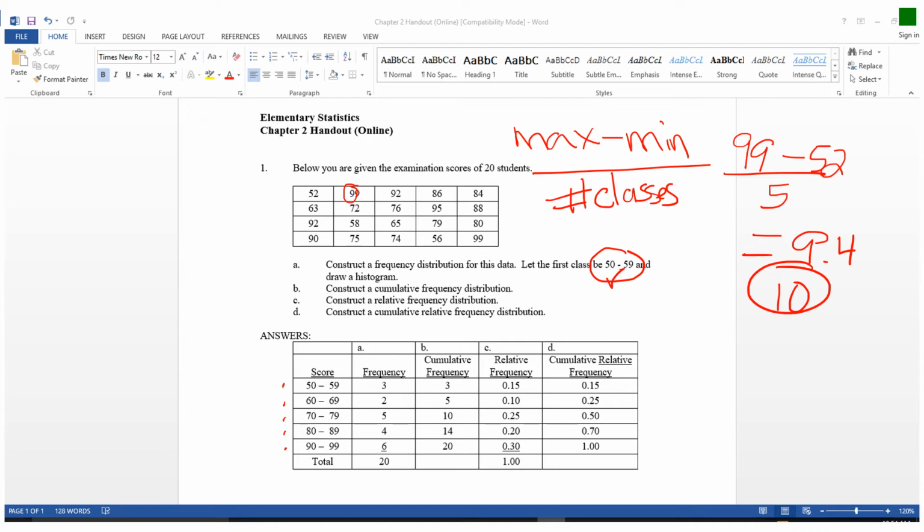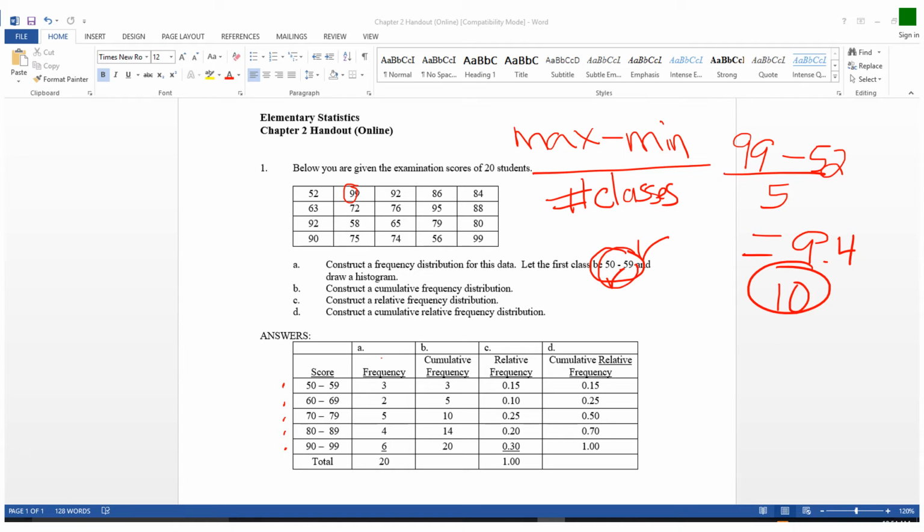If you count 50, 51, 52, 53, 54, 55, 56, 57, 58, 59, you'll notice that's how they came up with their interval length. So don't stress that too much, since I've already given you the starting point, but that's the basic idea of how they would have come up with it.